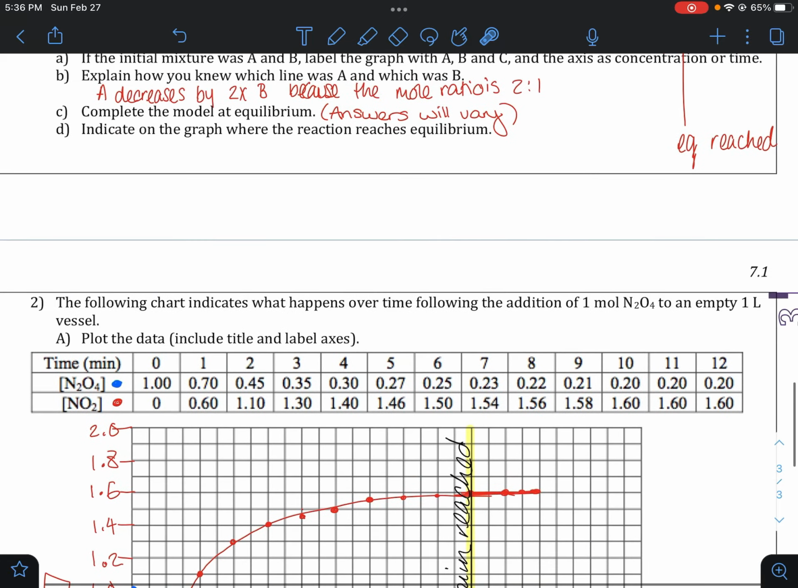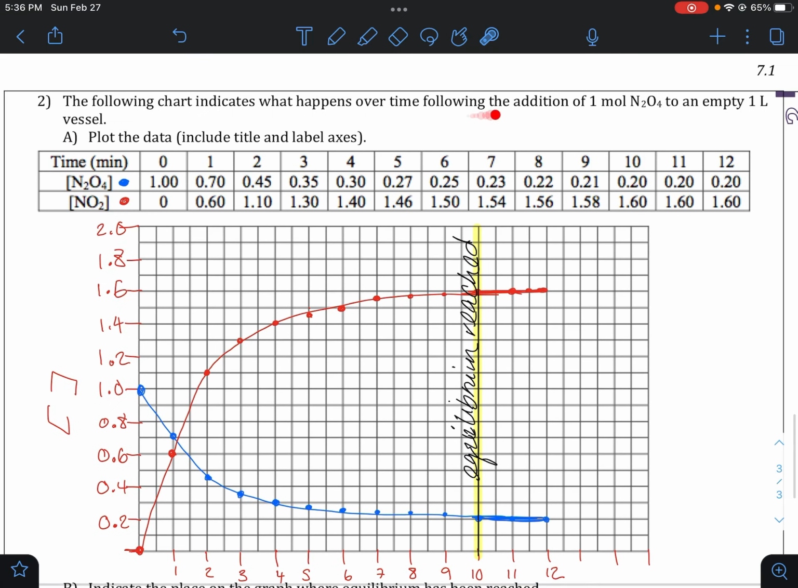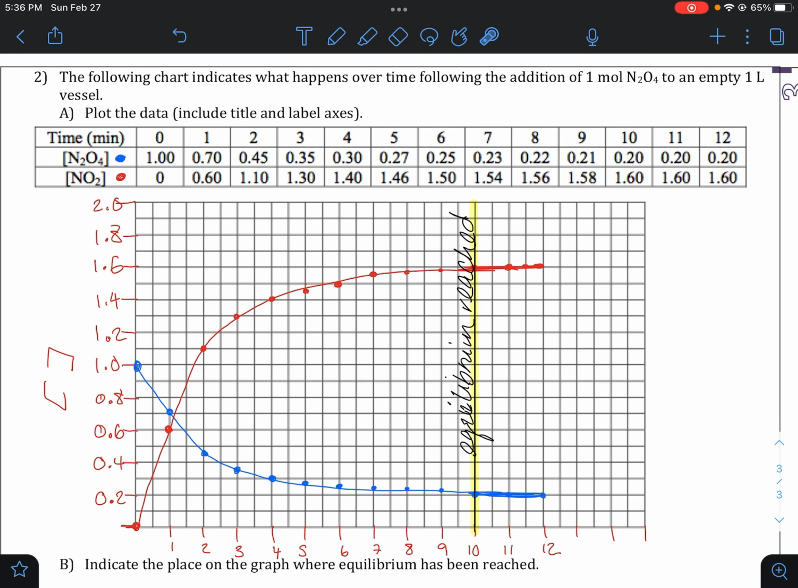All right, number 2. The following chart indicates what happens over time following the addition of 1 mole of N2O4 to an empty 1 liter vessel. So obviously we start with our blue, and since it's empty, that means we have 0 of our red, our NO2. Part A says plot the data including title and label axes. So this is time and this is concentration. An abbreviation for concentration is the bracket, which is completely acceptable. From there, it becomes can you follow and plot, which I hope we all can do.